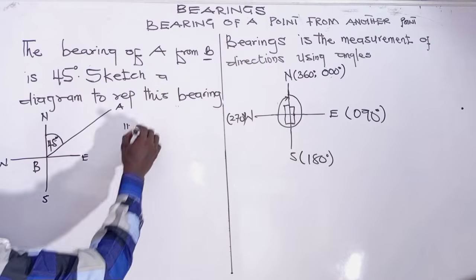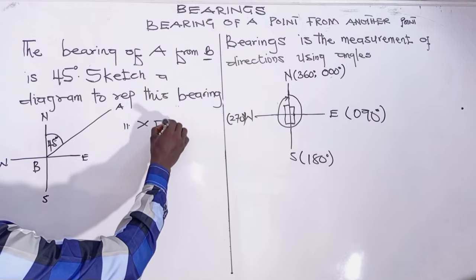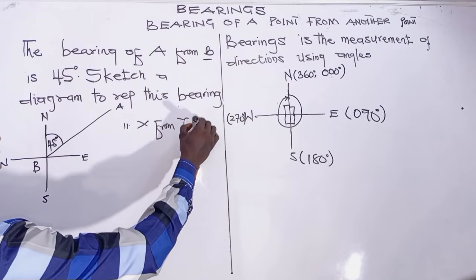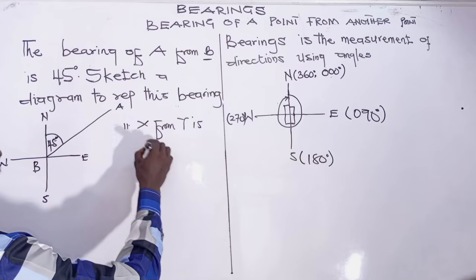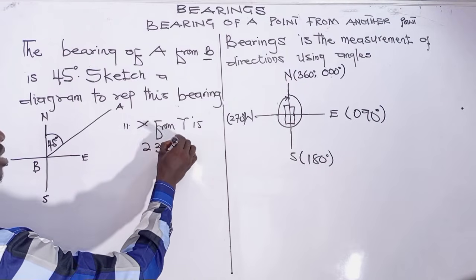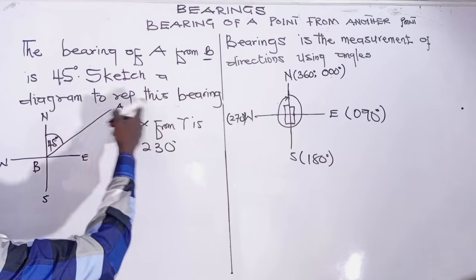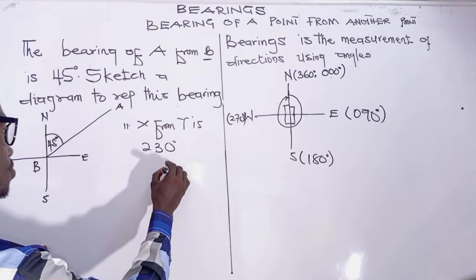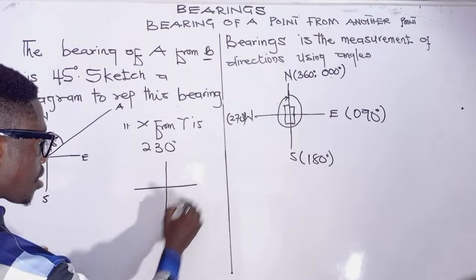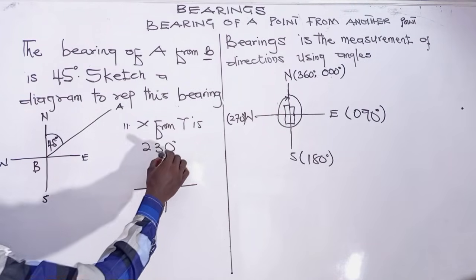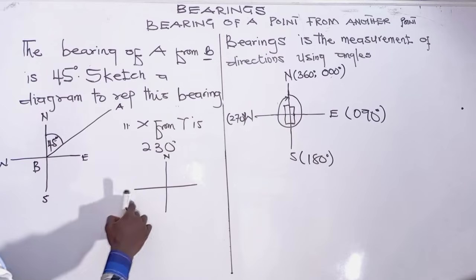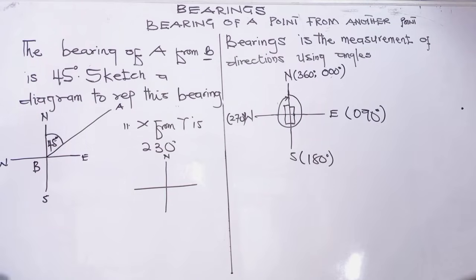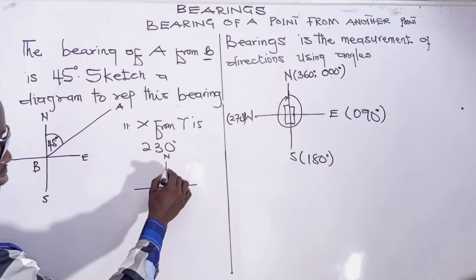Now the bearing of X from Y is, let's say, 230 degrees. We want to sketch a simple diagram to represent this bearing. So the first thing that we have to do is to draw our cardinal points. We have the north, the south, the east, and then the west. And we always start measuring from the north in a clockwise direction. So 230 is going to fall in one of the quadrants. So we start measuring from the north.